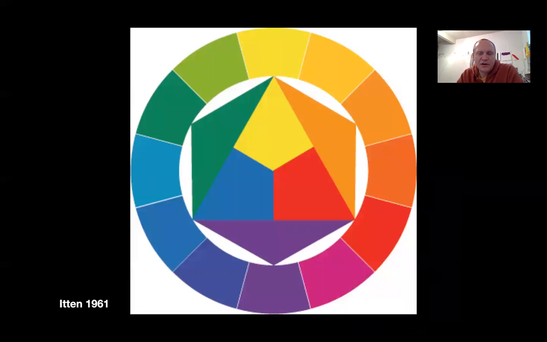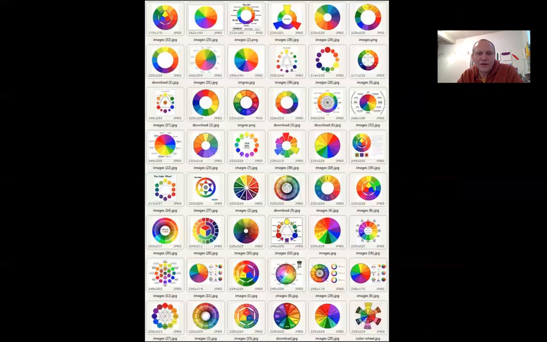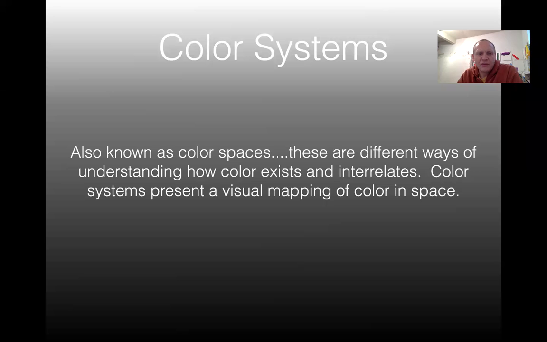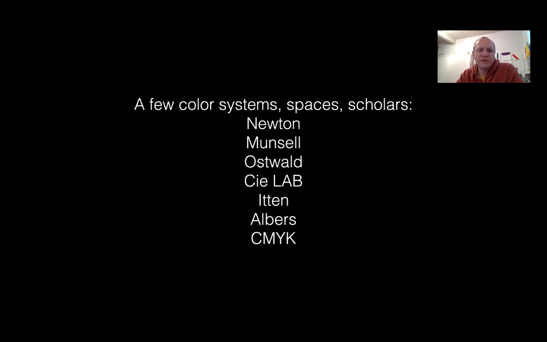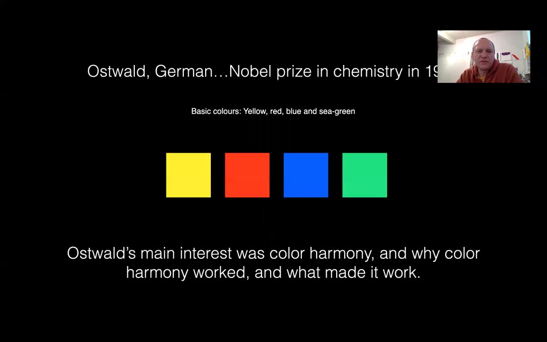Here's Itten's color wheel showing the relationship of colors and their mixtures. All kinds of color wheels. So color spaces or systems are different ways of understanding how color exists and interrelates. Color systems present a visual mapping of color and space. So these that we'll see are all evolutions of Runge. Let us look at a few. So Newton, Munsell, Ostwald, Lab, Itten, Albers, CMYK. So let's look at a few of these.